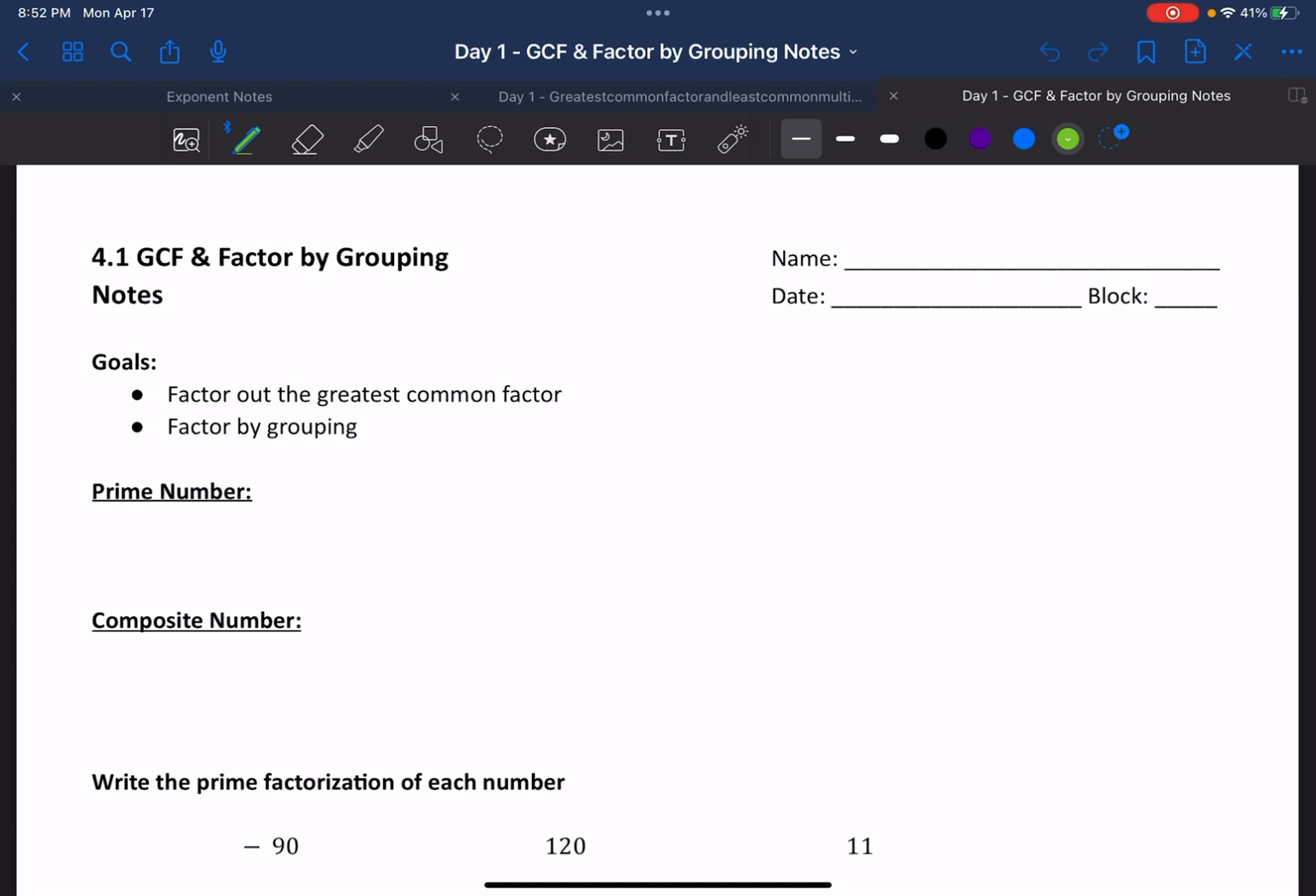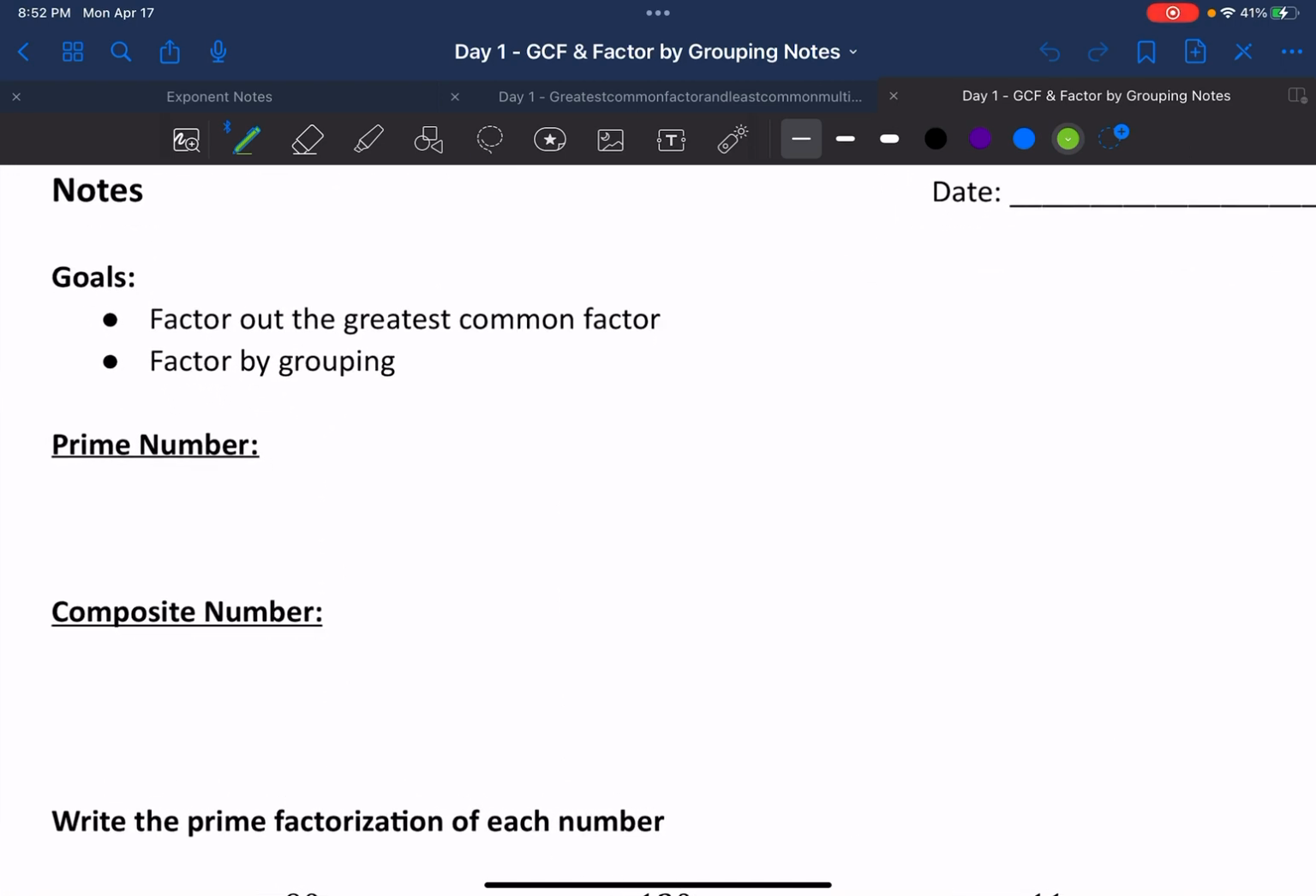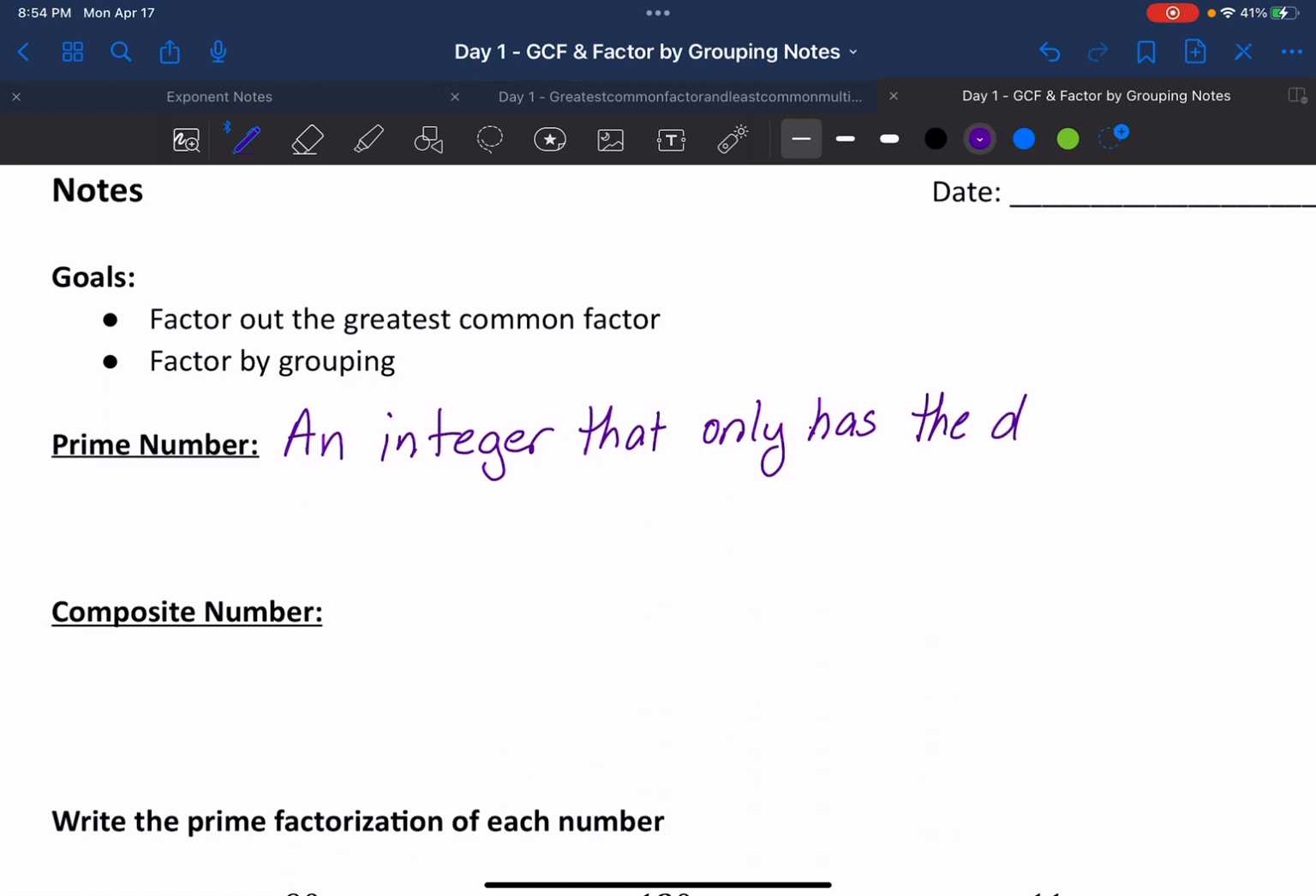So I'm sure you guys have heard of a prime number. A prime number is an integer, which is another name for a number, that only has the divisors of 1. I'll write 1, but it's really the number 1 and itself.